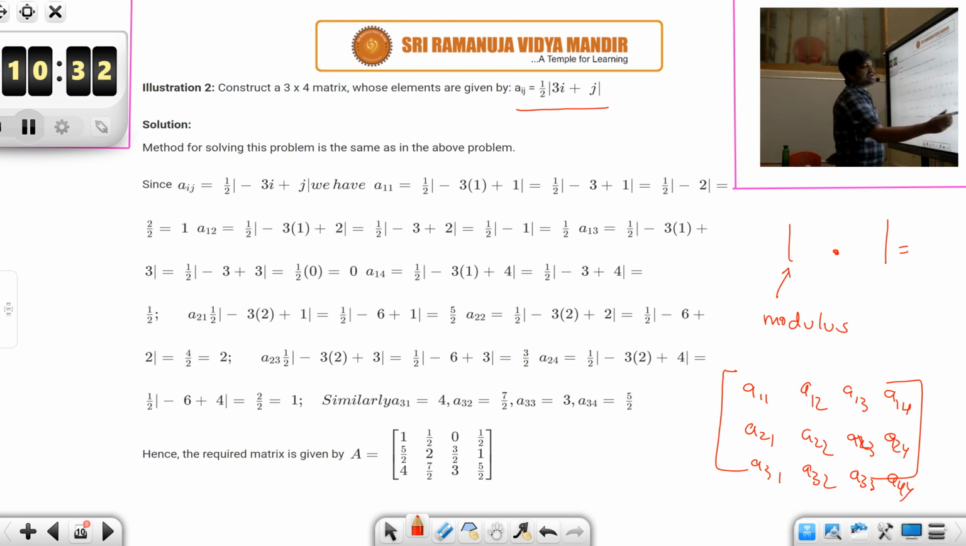So here they have given: express each element in terms of its corresponding row and column number. Say for example, to evaluate A11, here i is 1 and j is 1. So substitute here i is 1.